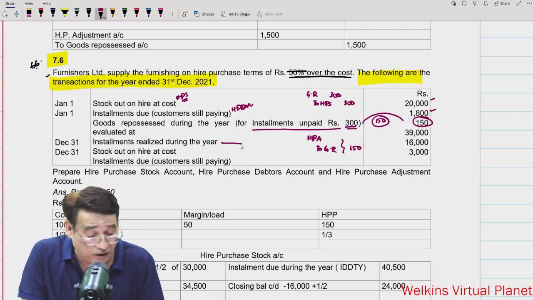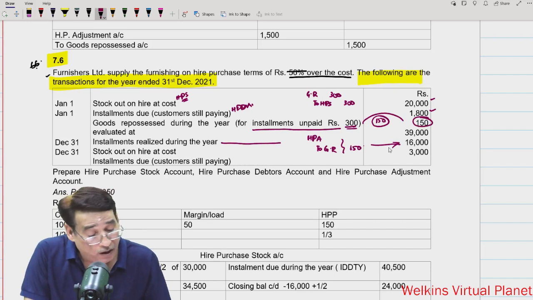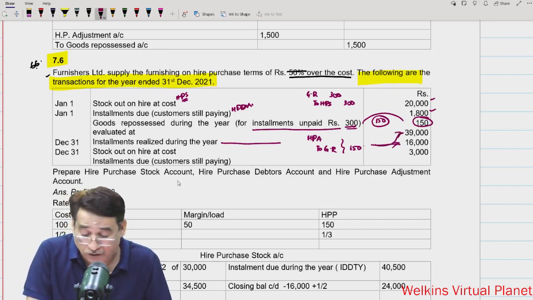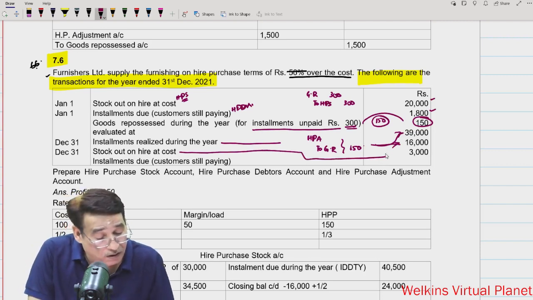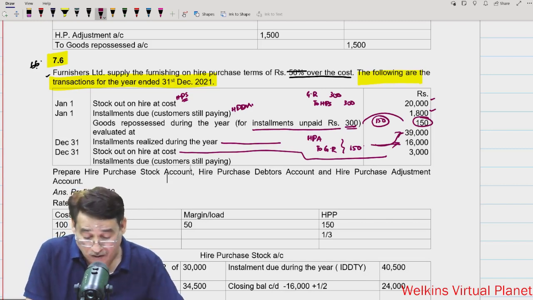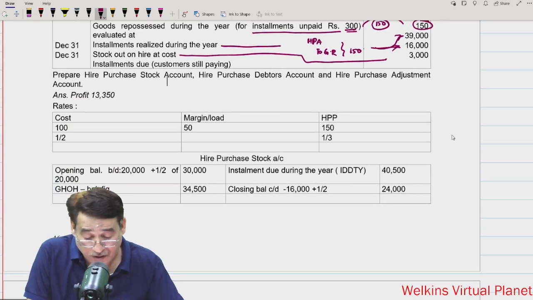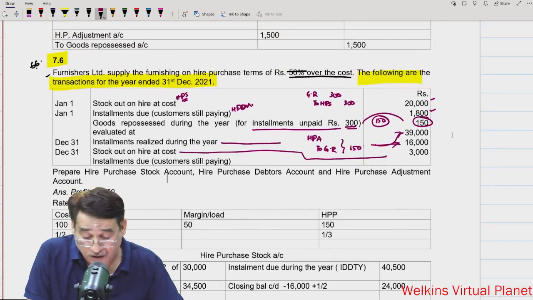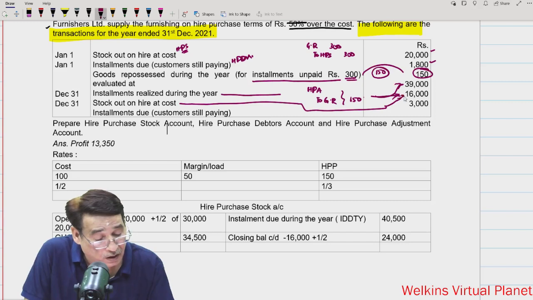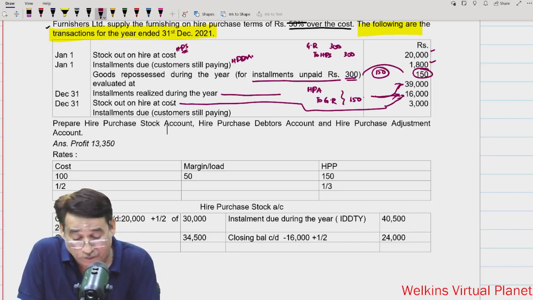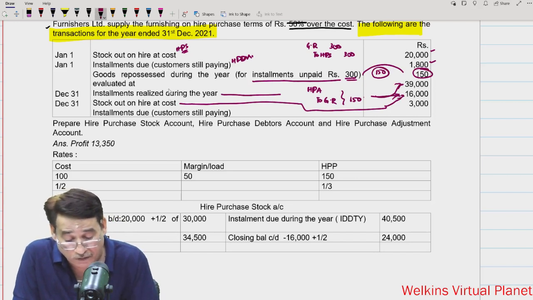Installment realized during the year is 39,000, and then stock out on hire at cost price. What is this 39,000 given in this particular question? Let me check. 20,000 is your opening stock, and the opening stock at cost is given. And stock out on hire at cost is actually 16,000. It is also given at cost. It is very important for you to pay attention.